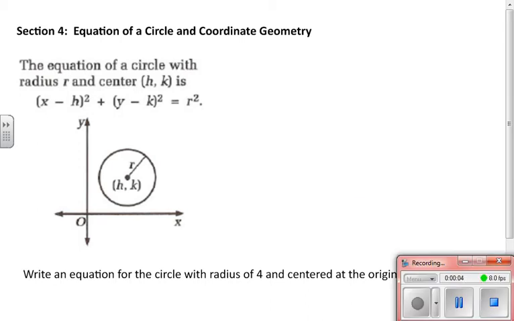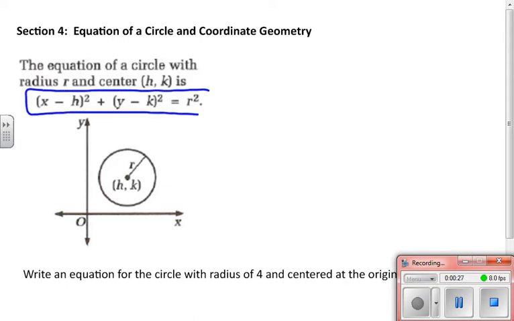Section 4 is going to talk about one of the unique things with a circle as opposed to some of the other shapes. A circle has its own distinct equation. And if we have an equation, we can do a lot of algebraic things with this geometry concept. So the equation of a circle that has a radius r and center (h, k) is given by this equation.